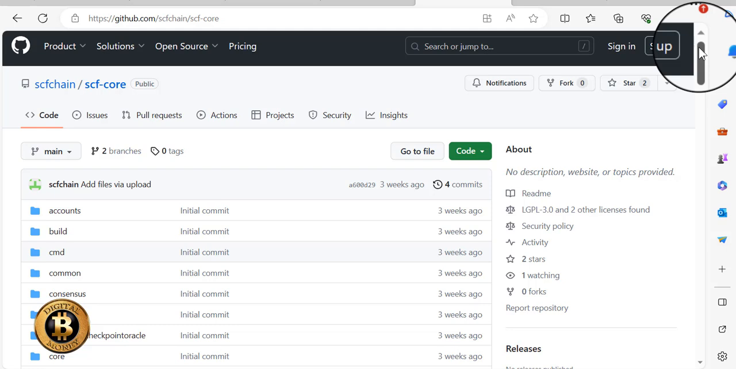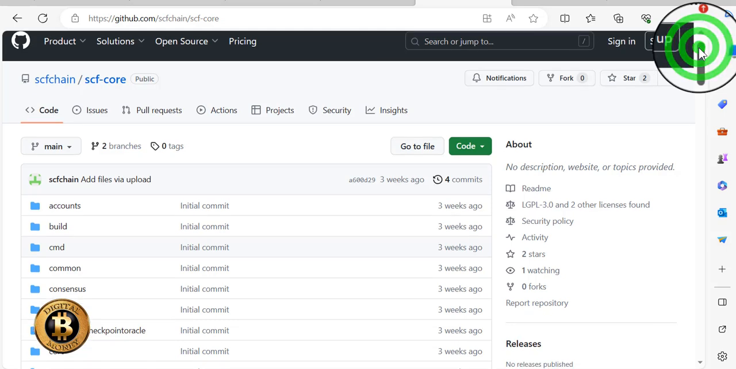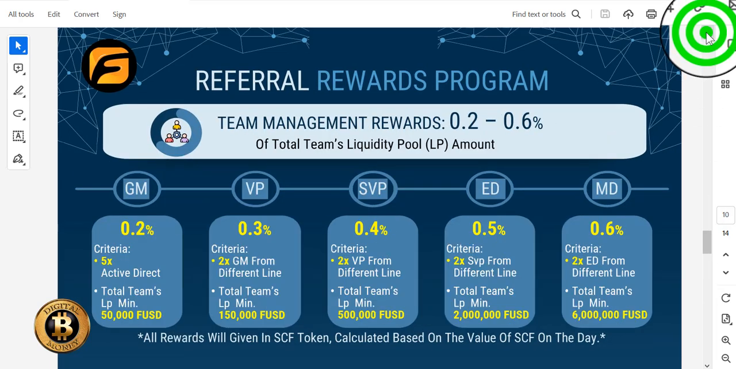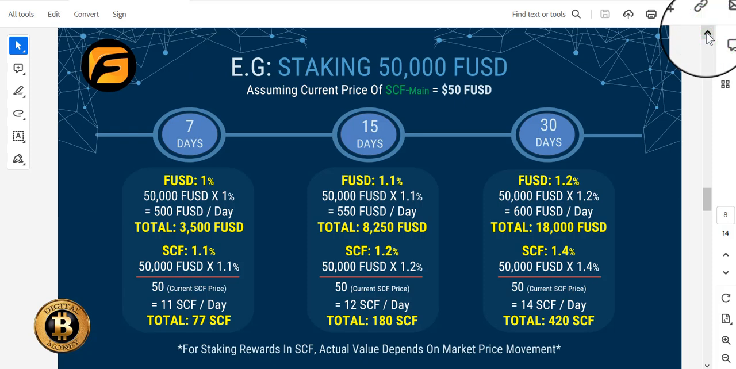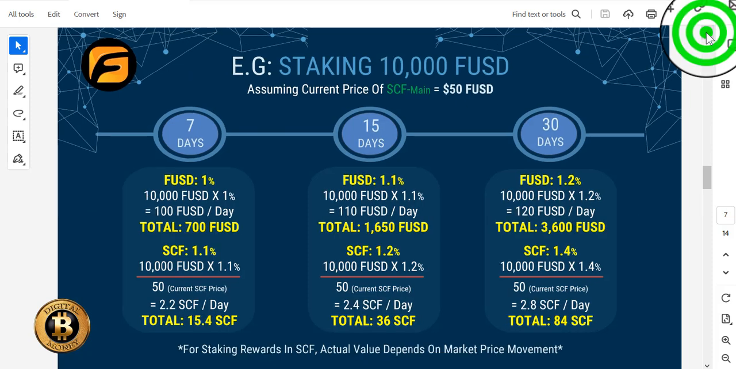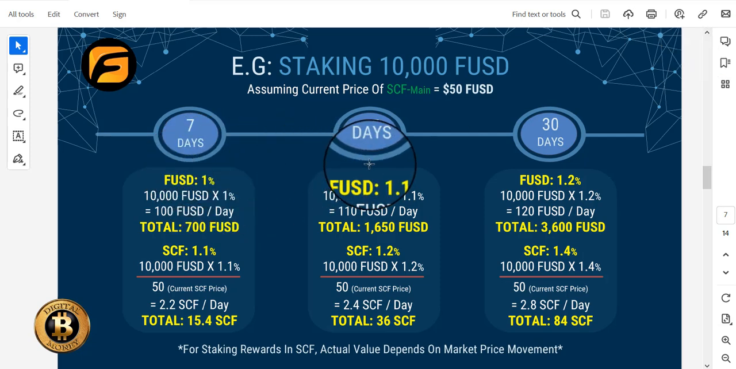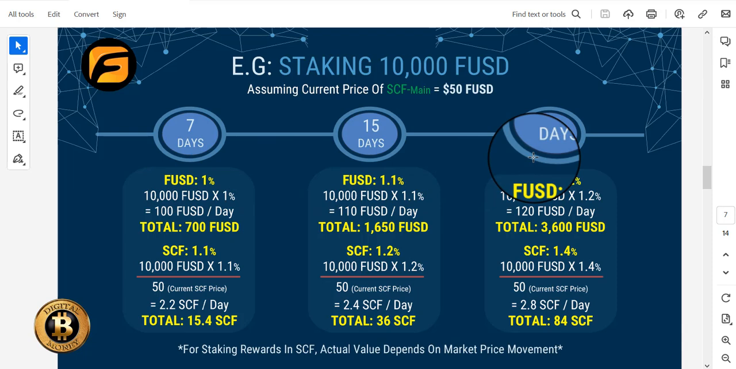We have that same ability here with this project, I believe. Right now we have a solid way to earn every single day, right, with our staking. And let me just show you that here with the staking. So you literally can stake for 7 days, you can stake for 15 days, you can stake for 30 days.